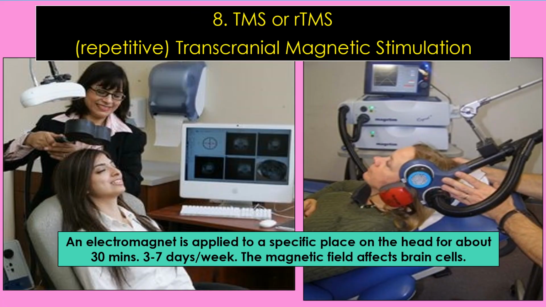Number 8, a treatment that, well, it's not very common, but it's gaining in popularity, is called TMS, or repetitive TMS. TMS stands for transcranial magnetic stimulation. Transcranial means across the head. So what this means is that a magnet is placed near the head, and a very powerful magnetic energy stimulates brain cells, and this sometimes helps people with depression.